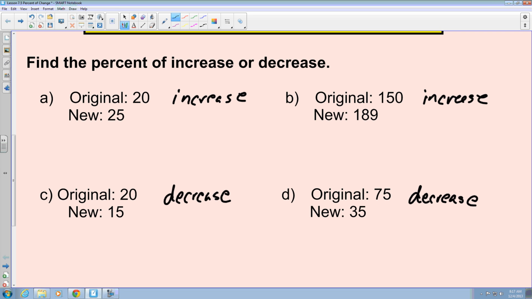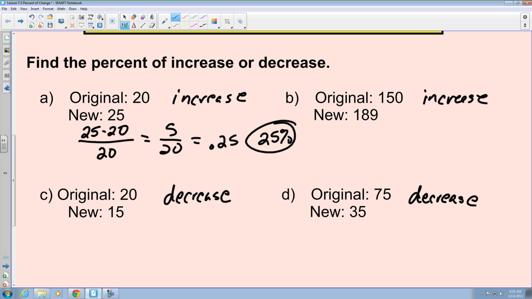Now, in order to find the percent of change, here's what we have to do. It does not matter whether it's the new or the original. It's going to be the larger number subtracted by the smaller number on the top. So for example A, it's going to be 25 minus 20, and the whole thing is going to be divided by the original value. In this case, it happens to be 20. So 25 minus 20 gives me 5 over 20. And 5 over 20 as a decimal is 0.25. But as a percent, it's 25% because I have to move the decimal point to the right.